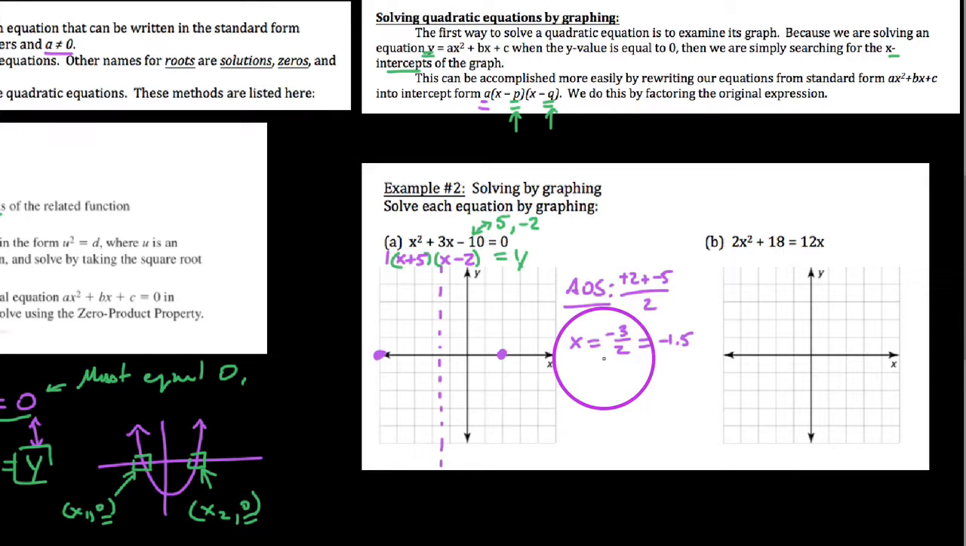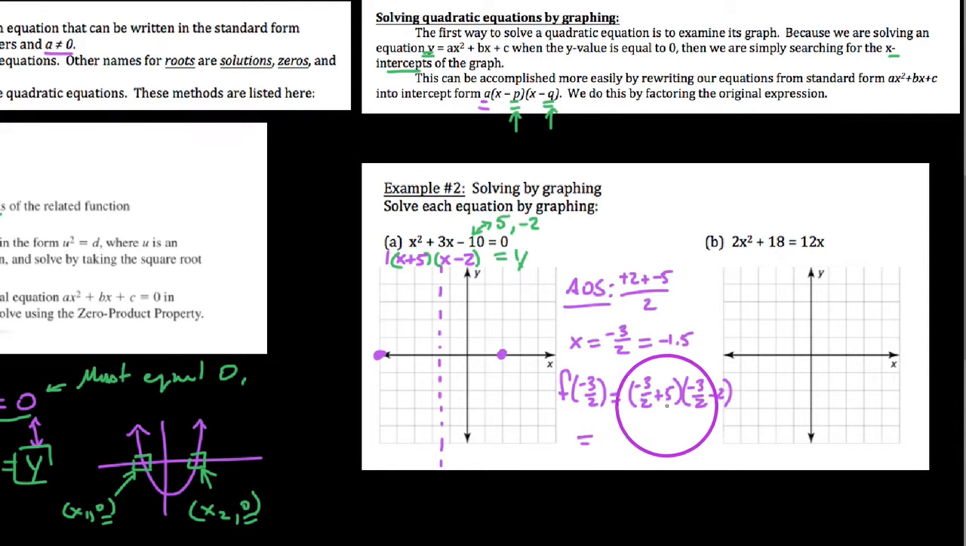And then to find the vertex, we would just plug negative 3 halves into this equation. So we would say f of negative 3 halves would be equal to 3 halves negative plus 5, and then 3 halves negative minus 2. So here we would end up with this.